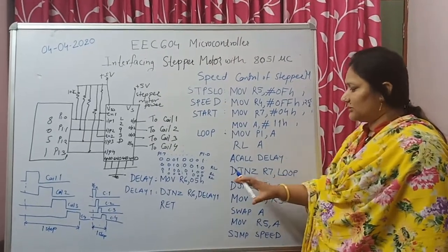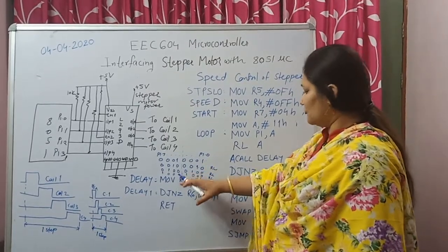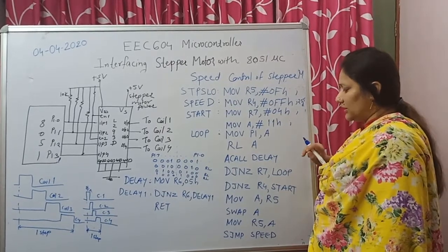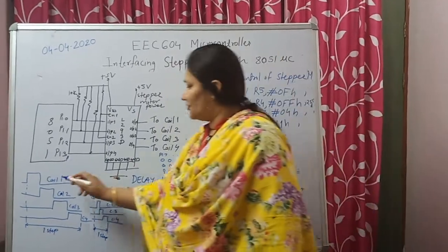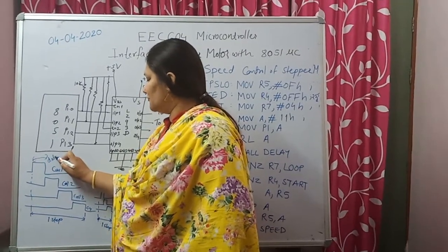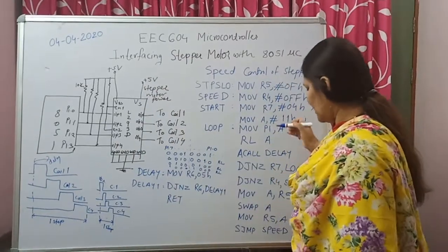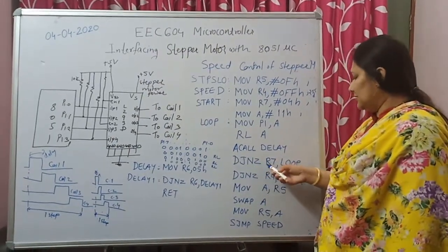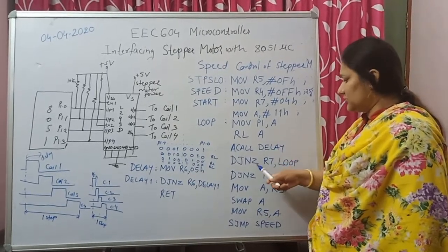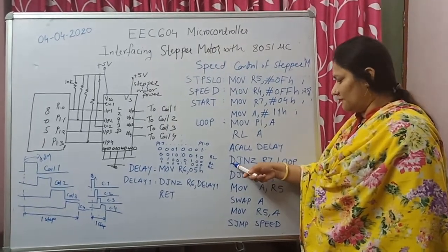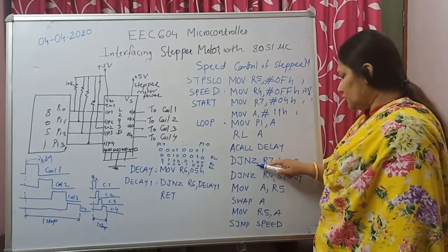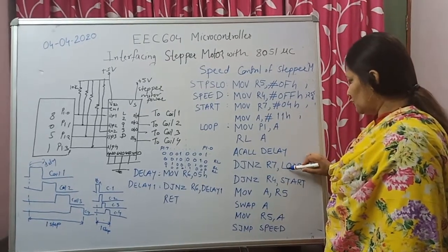So we have written one separate delay routine. Even if I am not writing it over here, you all know how to write the delay routine. Let's say the delay is called for this much period, so coil 1 will get energized for this period. After that, we are decrementing the counter of the number of coils, because coil 1 is energized, by 1 first, and then it is checked whether it is 0 or not. It is not 0, so it goes to the location loop.